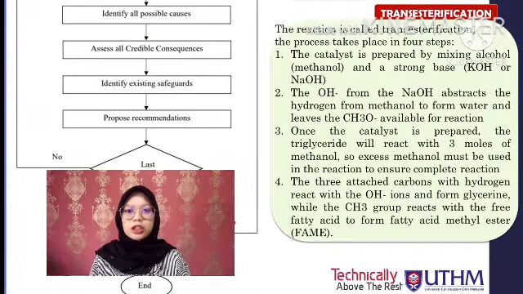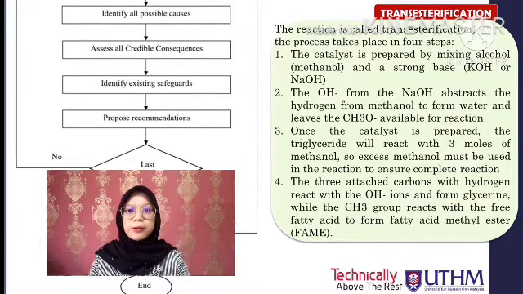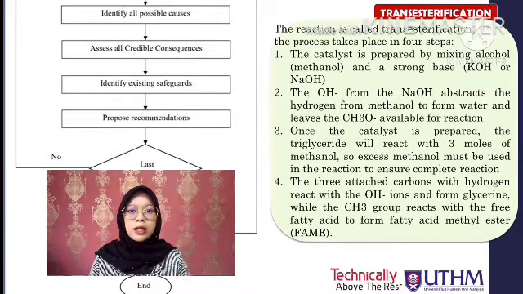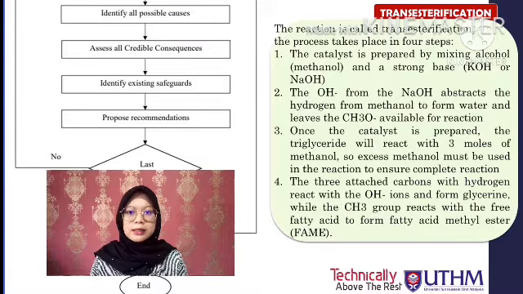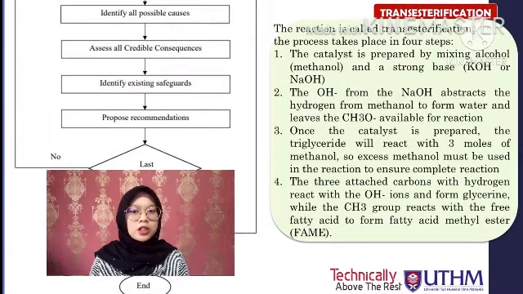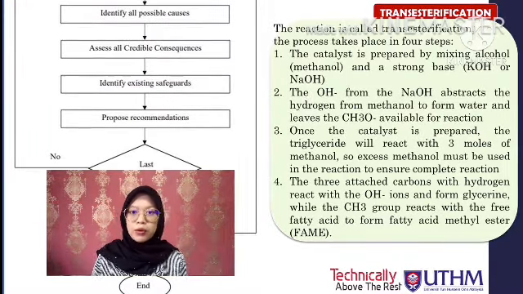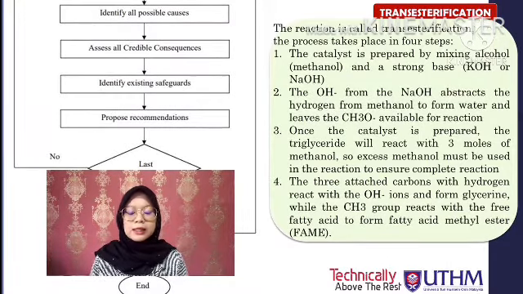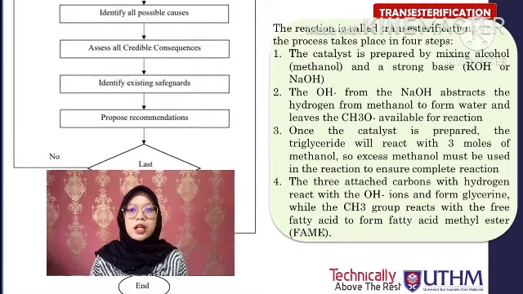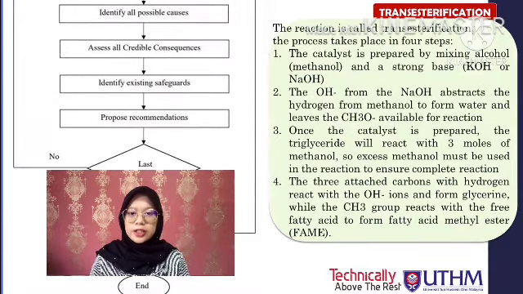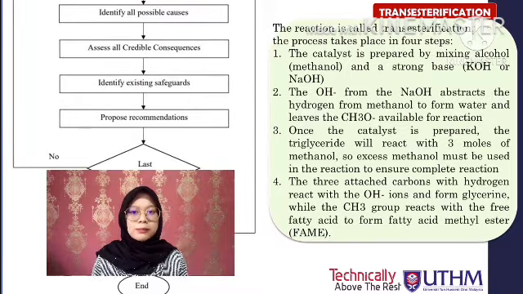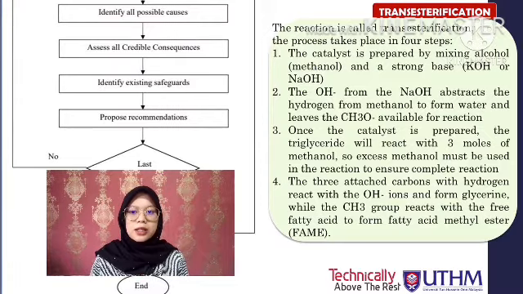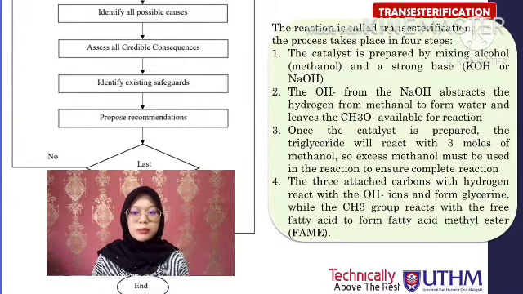Next, the reaction is called trans-esterification, and the process takes place in 4 steps. The first step is to mix the alcohol for reaction with the catalyst, typically a strong base such as sodium hydroxide (NaOH) or potassium hydroxide (KOH). The alcohol and catalyst are then reacted with the fatty acid so that the trans-esterification reaction takes place. The catalyst is prepared by mixing the methanol and a strong base such as sodium hydroxide or potassium hydroxide.